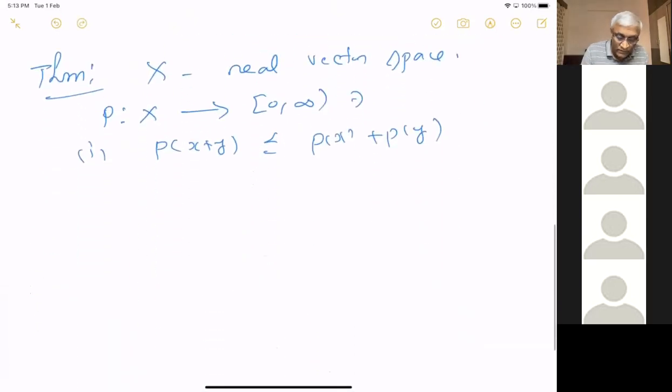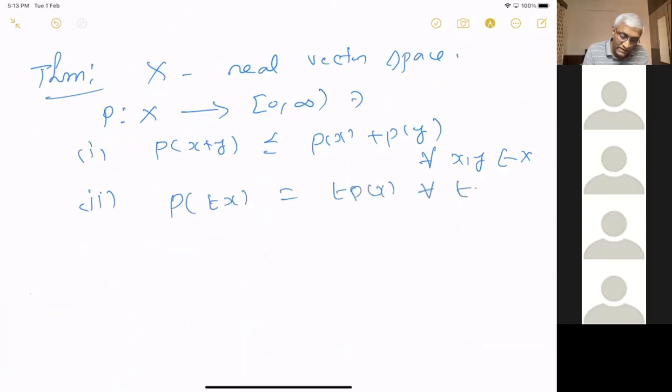These things, so for all x, y. And the second property is P of tx is equal to t times P of x for all positive t. So we have a function P from X to [0, infinity) which satisfies these two properties. This property is called sublinear, and this is some sort of linearity for positive elements.